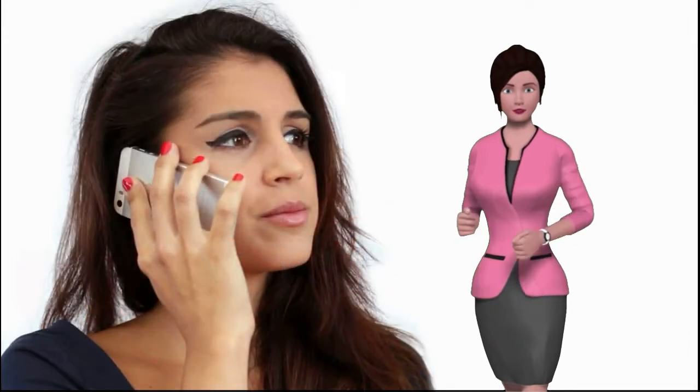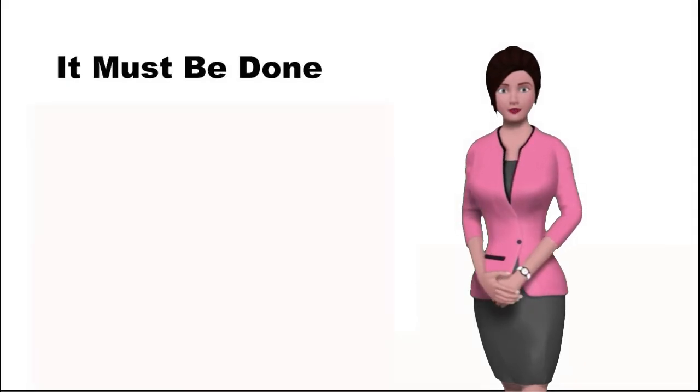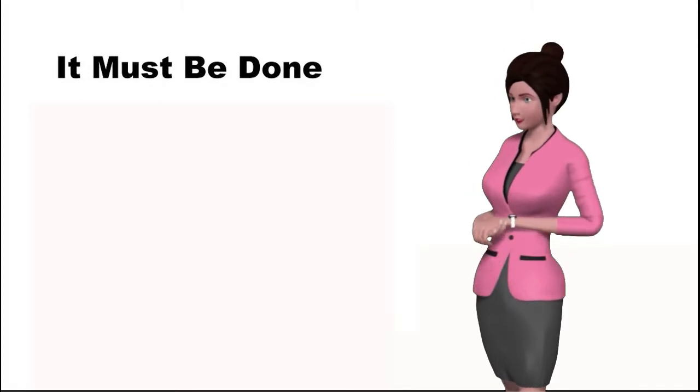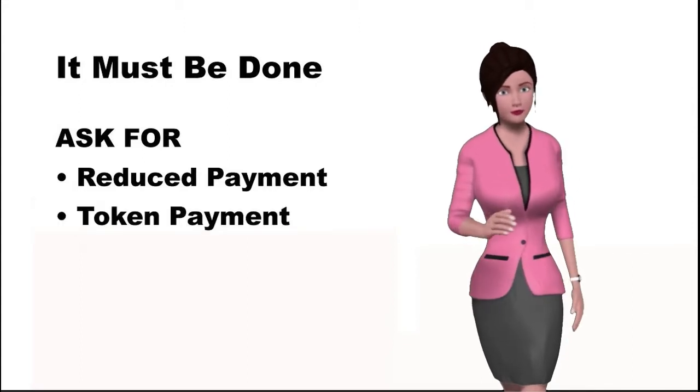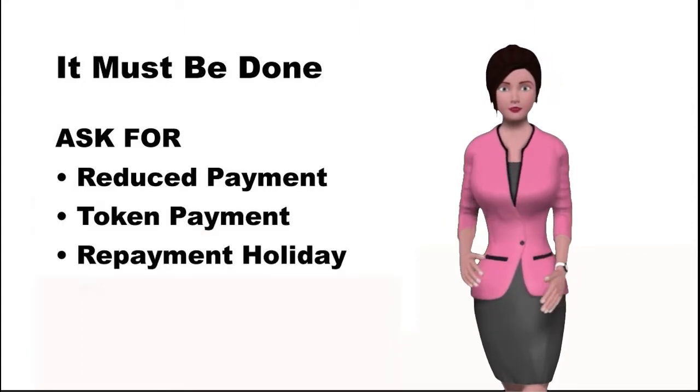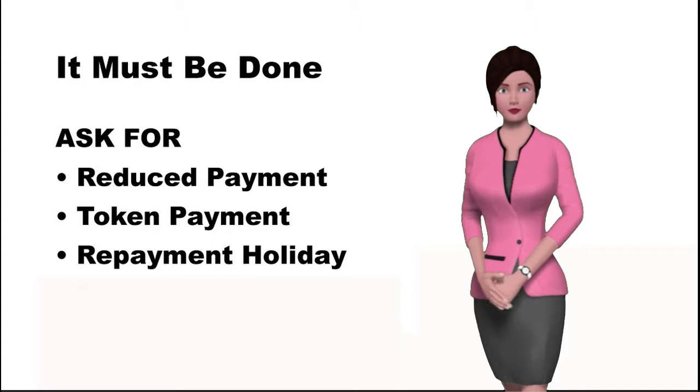With your non-priority debts, you should contact the lenders and tell them of your financial situation as soon as possible. This may be difficult for you, but it must be done. Ask the non-priority lenders to set up an arrangement where you can pay a reduced weekly or monthly amount, a token payment, or a repayment holiday until your financial situation improves.